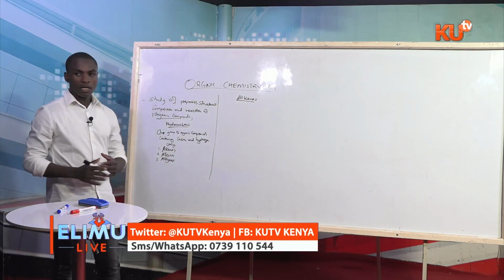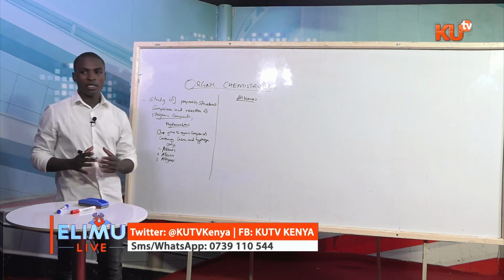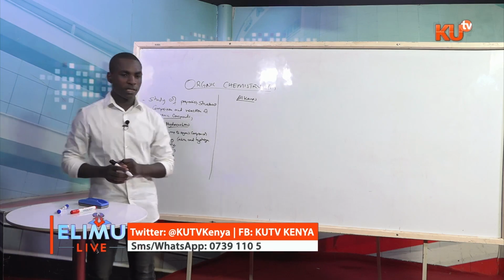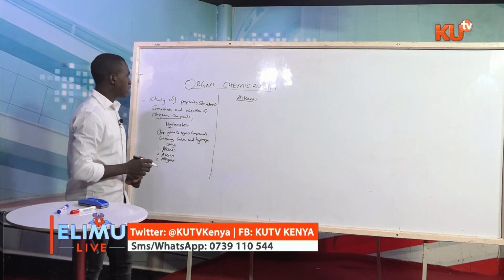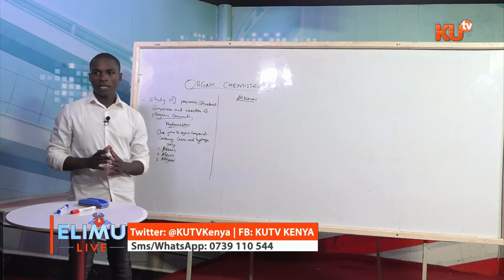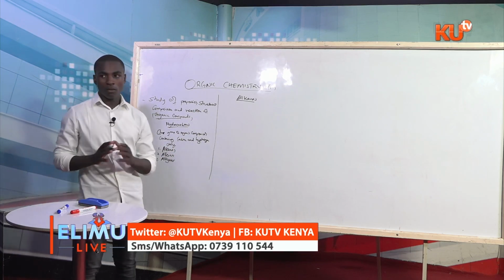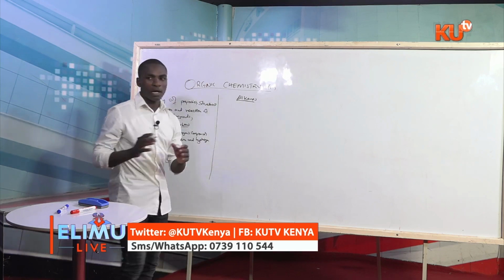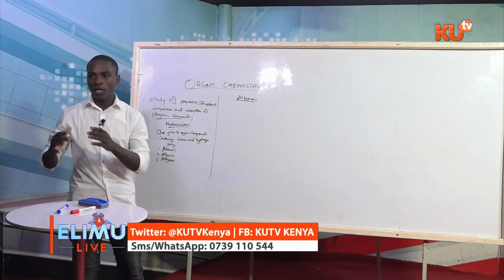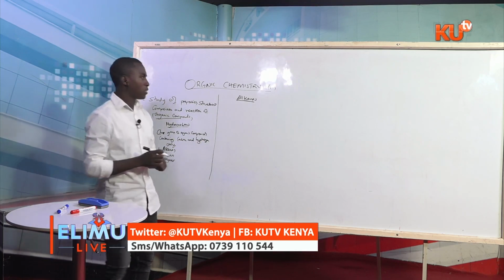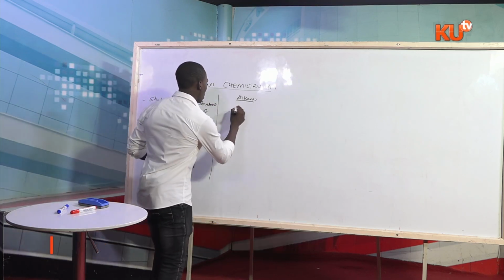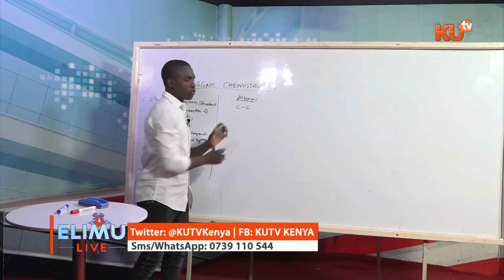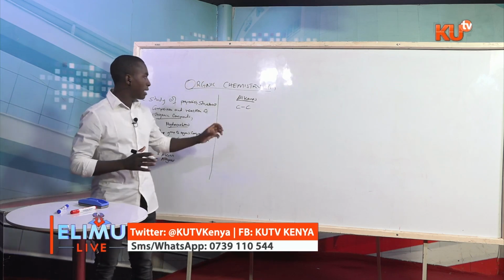Now, we want to see how these hydrocarbons are classified. Why are there alkanes, and why are there alkenes and alkynes? Beginning with alkanes, they are specifically those hydrocarbons whose carbon is covalently bonded to another carbon with a single bond. That's why they lie under alkanes.